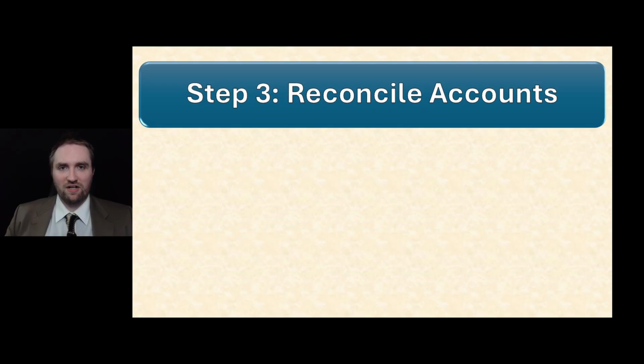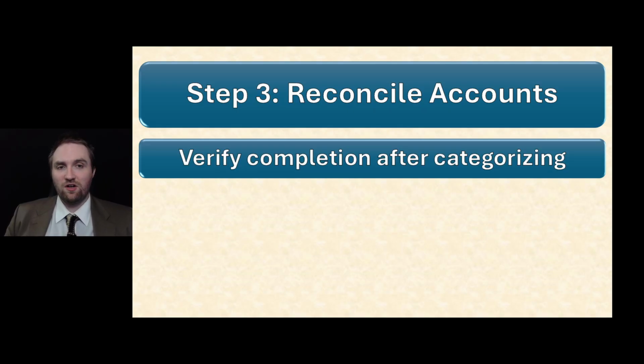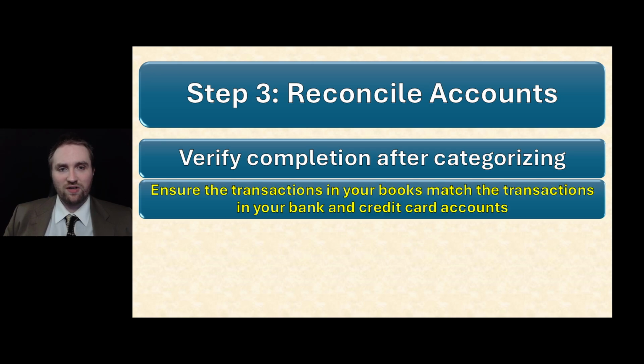Step 3. Reconcile accounts. After categorizing every transaction, you now need to verify that the bookkeeping is complete for that period. You do this with a process called reconciliation. What is reconciliation? Reconciliation is ensuring the transactions in your books match the transactions in your bank and credit card accounts.